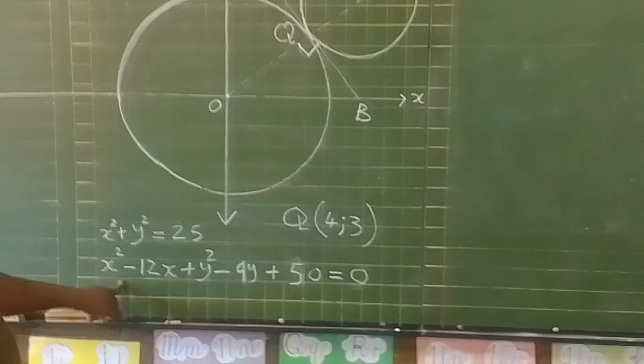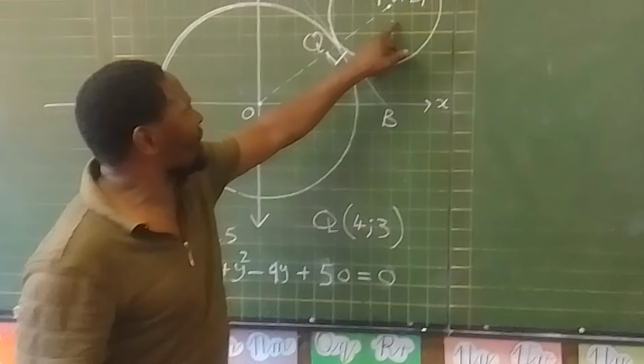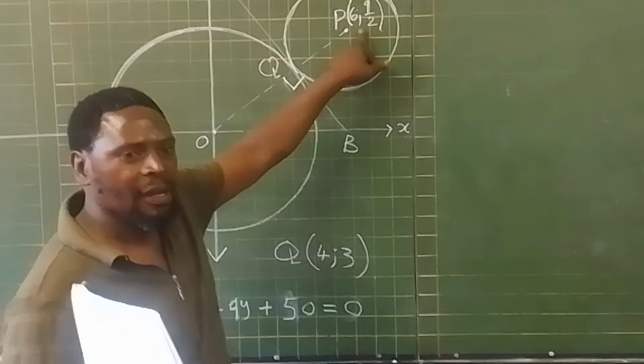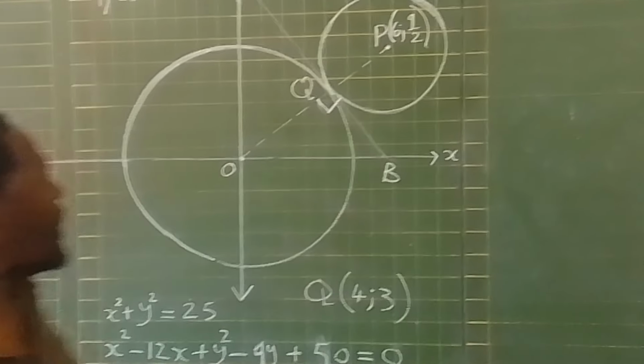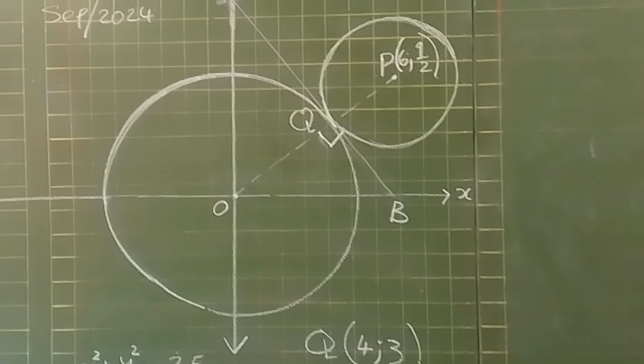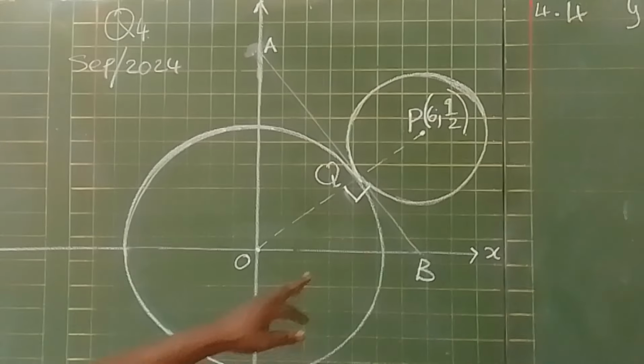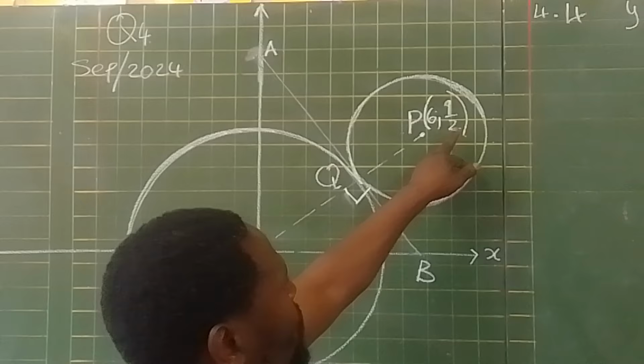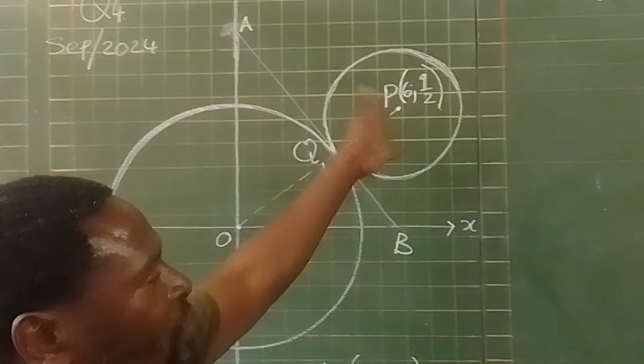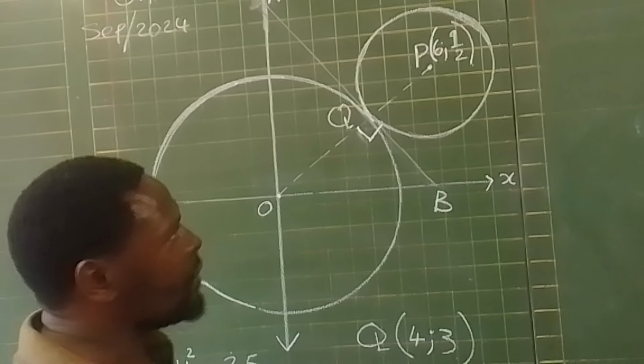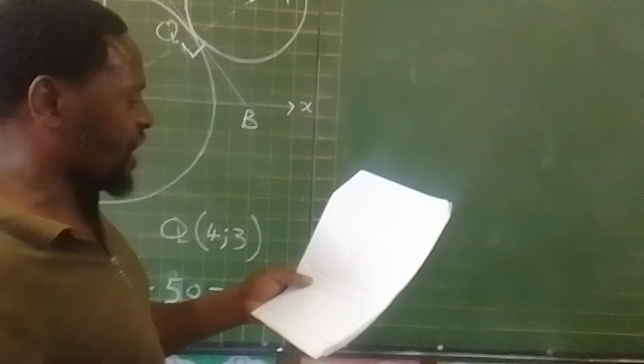Then for this one, you have the point P as a center, and the center is calculated to be (6; 9/2). 9/2 is the same as 4.5. Right. Question 4.4. They say find the area of triangle AOB.